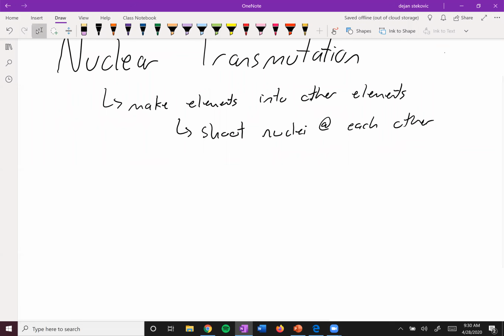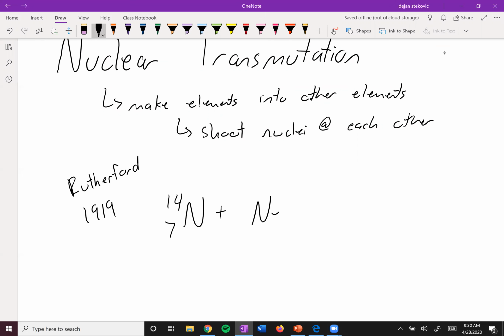So this was done originally by Rutherford, the same guy that did that gold foil experiment. He was messing around with some nuclear stuff all the time. He had some nitrogen 14, and he shot some alpha particles at it. He had some uranium that was alpha decaying, right? And he smashed it into some nitrogen. And when he combined the two, he saw that it formed oxygen and hydrogen. So that's pretty cool.